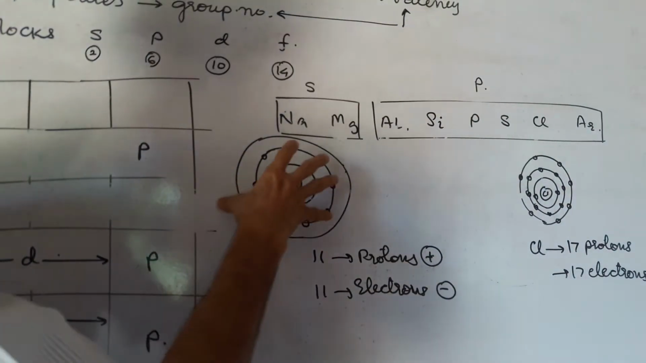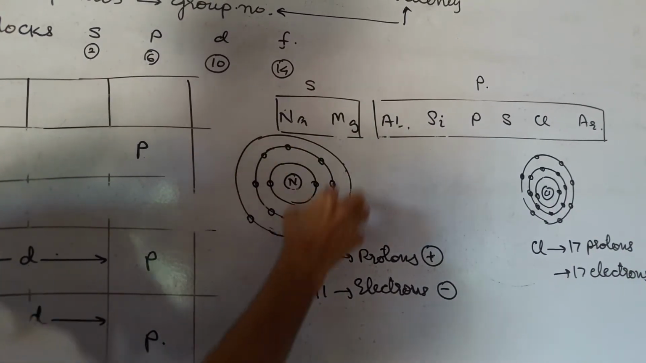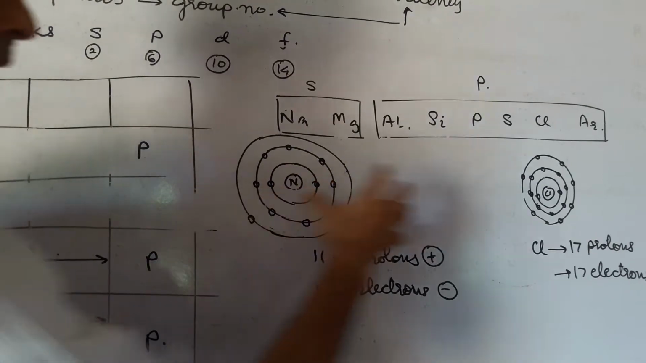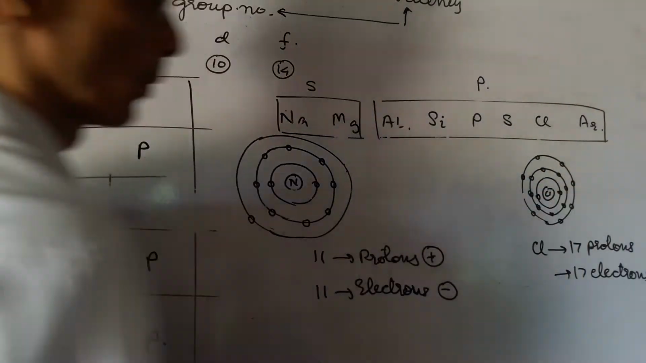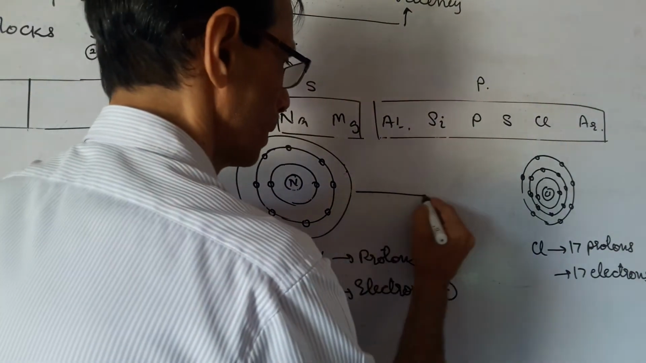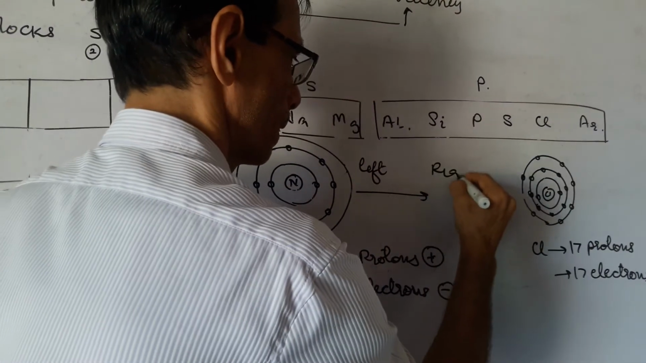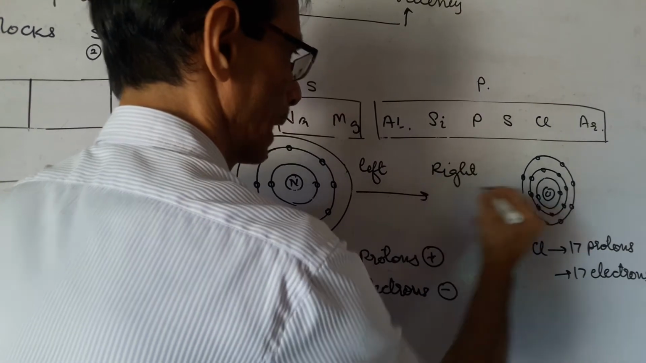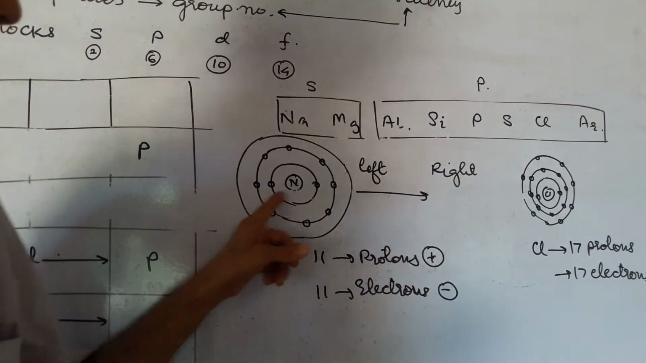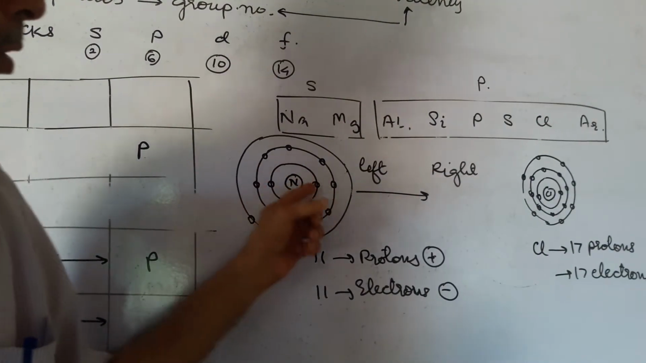Here the circle is larger. So of course the volume of the atom will be more, and here the volume will be small, and therefore the size decreases. So keep in mind that as we go from left to right, the size decreases.